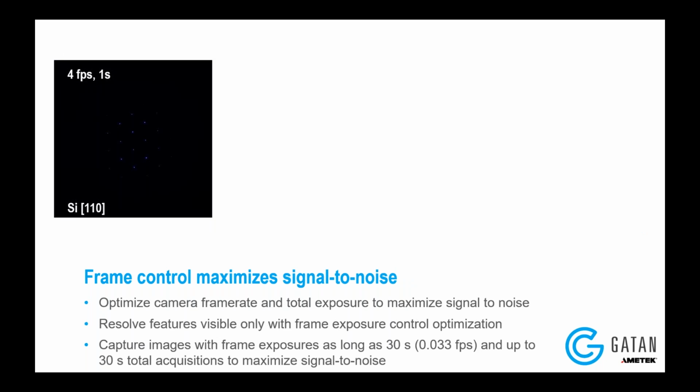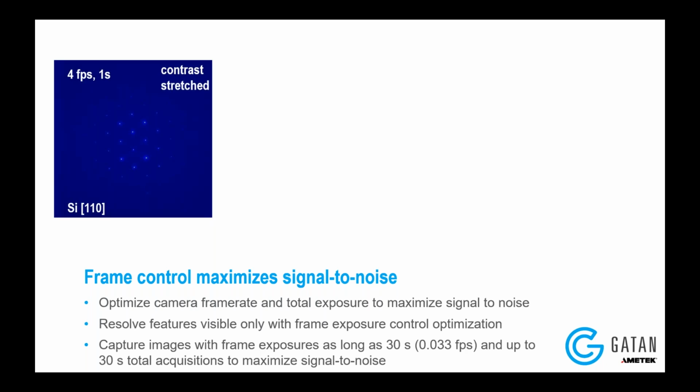The last example I'll show you about the frame control is applying it to a diffraction pattern, even more so than we did in the first example. The previous diffraction experiment showed what a pattern might look like at 50 frames per second. So this is a silicon diffraction pattern. It's just a substrate of the sample that we were looking at in the previous slide. And I acquired it at 4 frames per second for 1 second total acquisition. So that's 4 frames that we've integrated together. And this is what our diffraction pattern looks like.